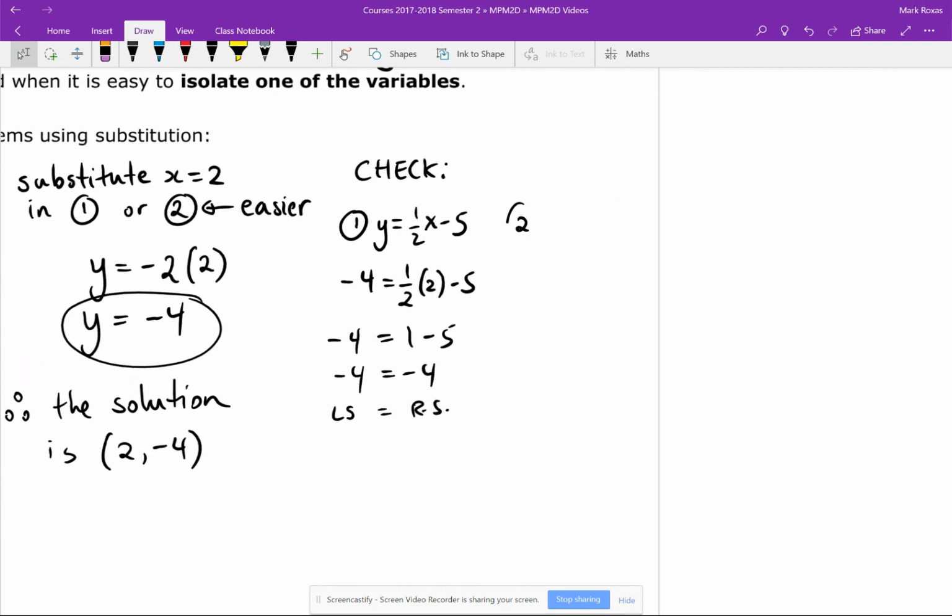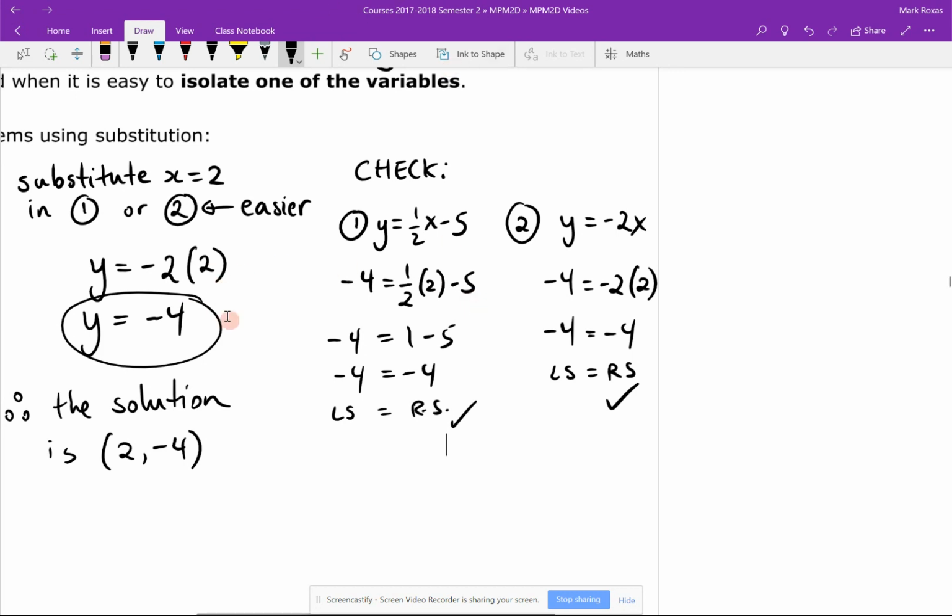We'll check our equation number 2. So equation number 2 is y equals negative 2x. So if y is negative 4 and x is positive 2, you just check, okay, negative 4 on the left, negative 2 times 2 is also negative 4 on the right. So left side equals right side, and we're done. Always do this step, because if you don't and you make a mistake, you can see the mistakes in this checking step. Because if the left side does not equal the right side, then you made a mistake somewhere along the way in your substitution steps.